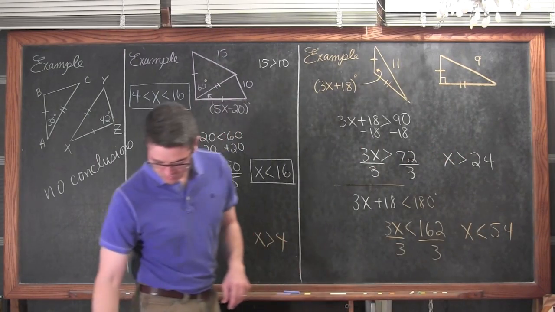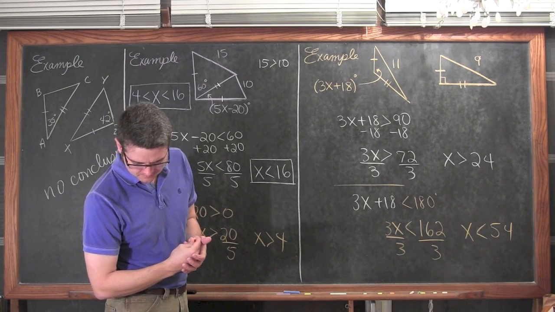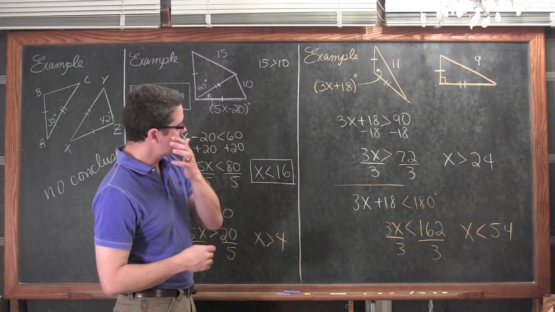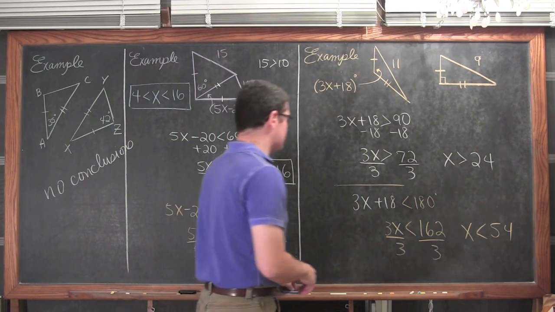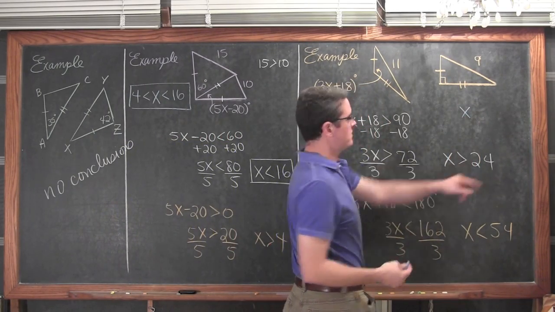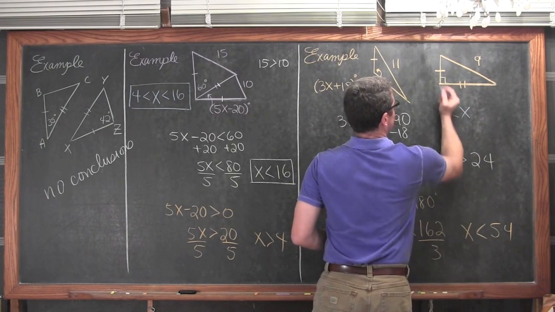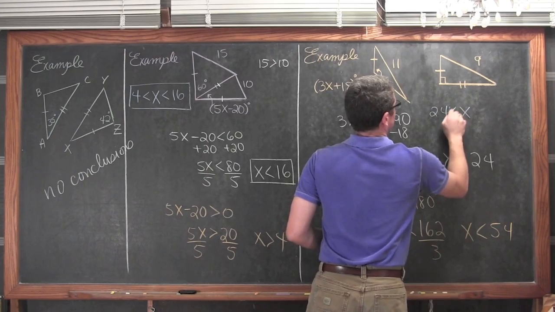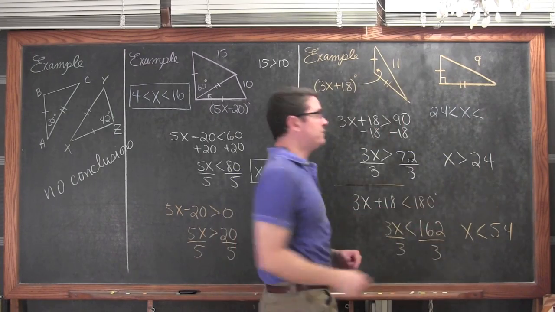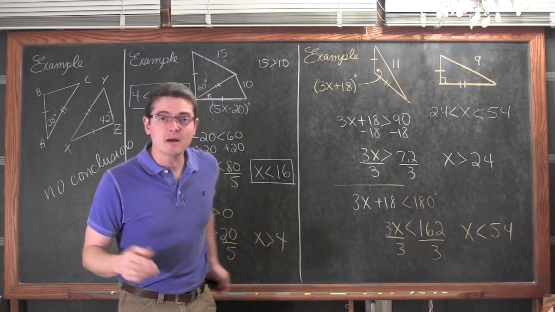And let me just double check one more time with my own notes. Yes. So we've got our final answer: x must be greater than 24 and less than 54. That is the end of my last example, and that means that's the end of my proof.